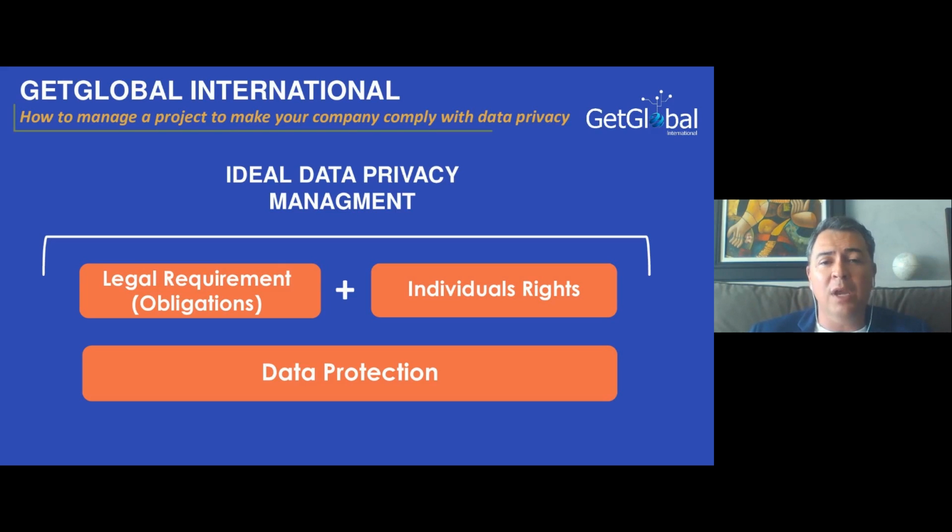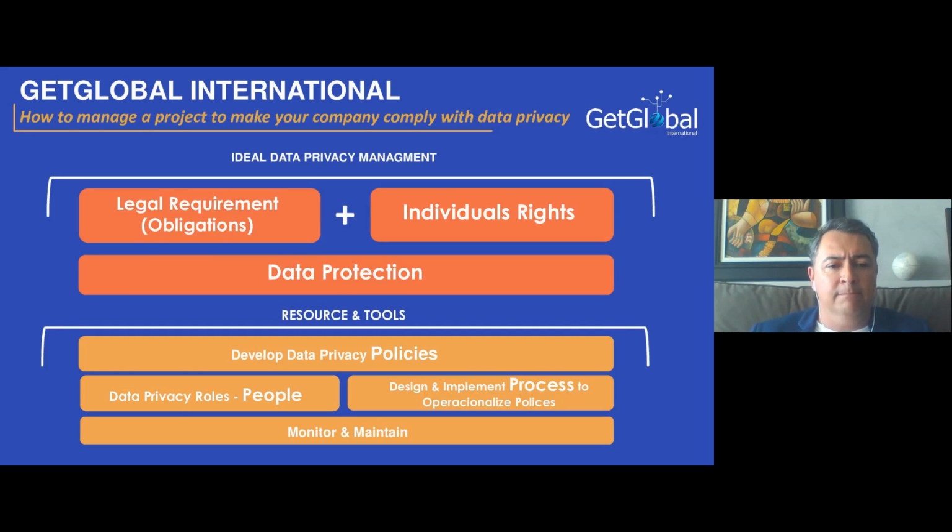But how are we going to do that? What are our tools? What are our sources that would help us in order to get to this ideal scenario? Actually, our sources and our tools are pretty much these ones.